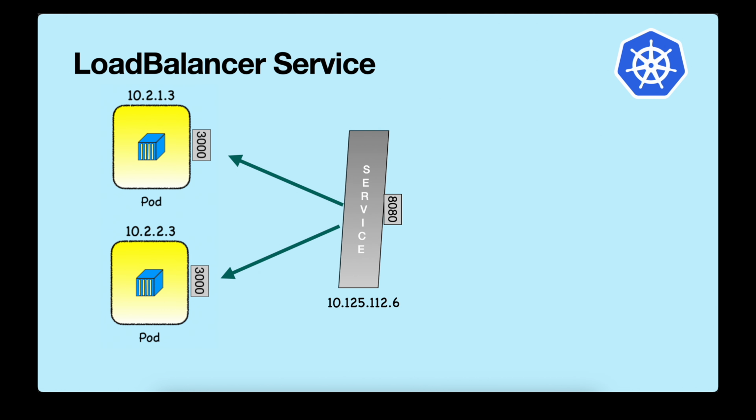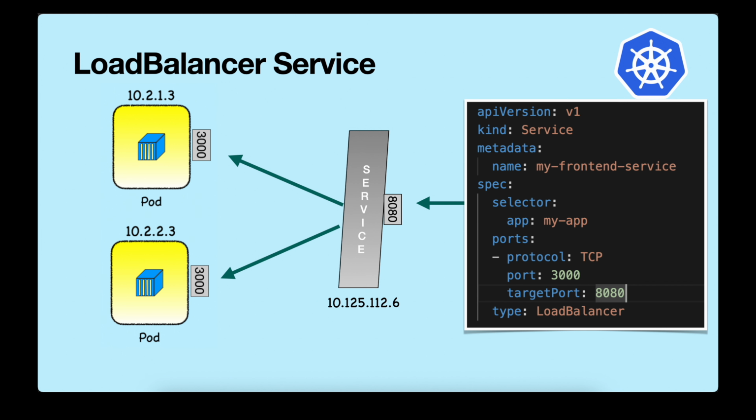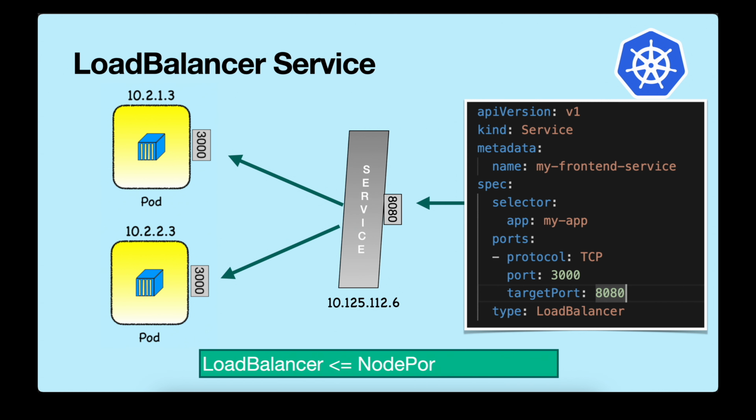The next is load balancer. Load balancer is a type of service which provides external access to a service using a load balancer. This load balancer is provided by the cloud services. So whenever we create a load balancer service, the node port and the cluster IP service are created automatically. This is an example of a load balancer service. Here you do not need to mention the node port. Kubernetes will provide the port value on its own. So load balancer is an extension of node port and node port is the extension of cluster IP.